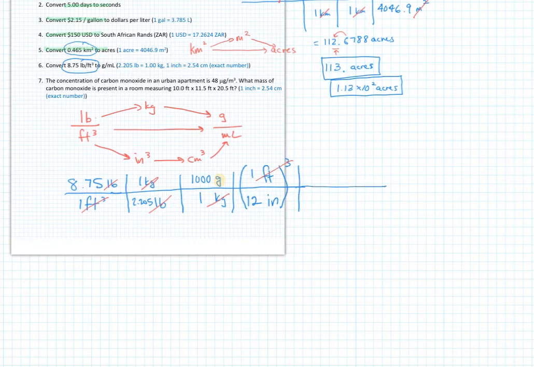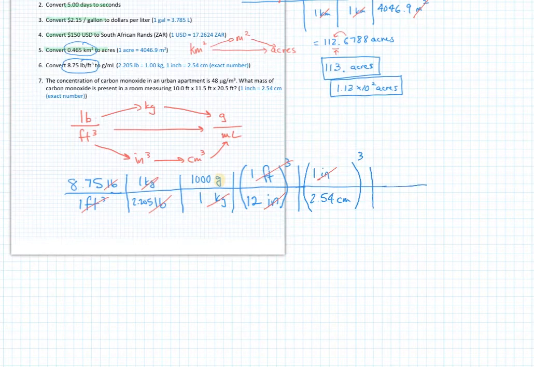Okay, so now I have grams per cubic inch. I need to go to centimeters cubed, so I need 1 inch equals 2.54 centimeters. And once again, I need to cube this entire factor because this is cubic inches, not inches. So that cubic inches is going to cancel that cubic inches. Now I have it in centimeters cubed.